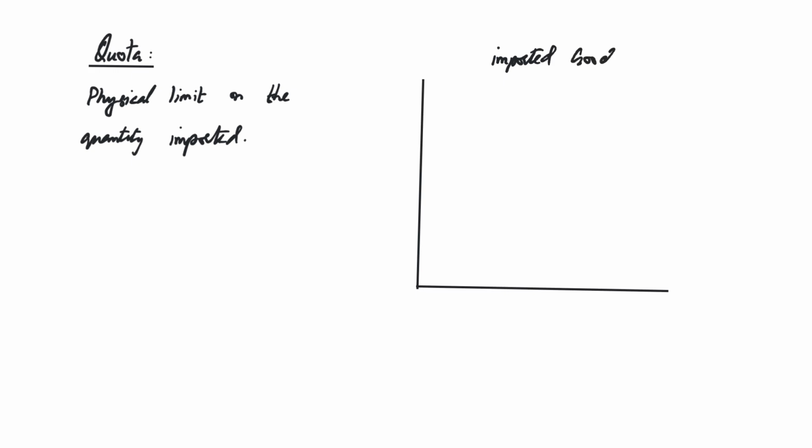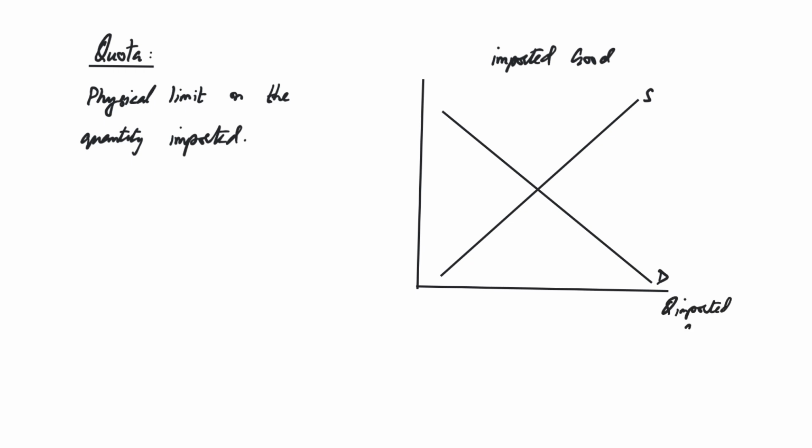तो imported goods के अंदर let's say we have a demand, we have a supply. This is normally what would have happened. Imported goods की demand, imported goods की supply, and this is the price. इतनी प्राइस के ऊपर इतनी क्वांटिटी इज बीइंग सोल्ड ऑफ इंपोर्टेड गुड्स.